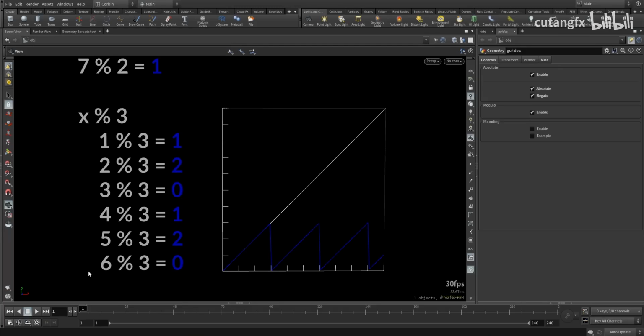And of course, if we started our frame number at 0, then we'd first get our 0 over here, because 0 divided by 3 will have a remainder of 0 as well.